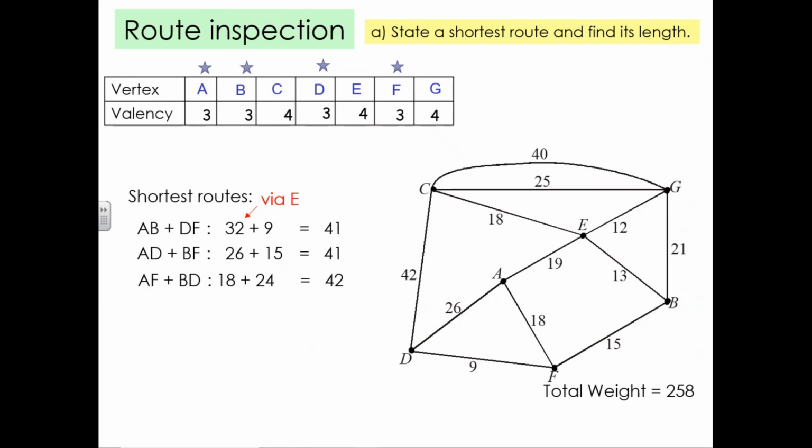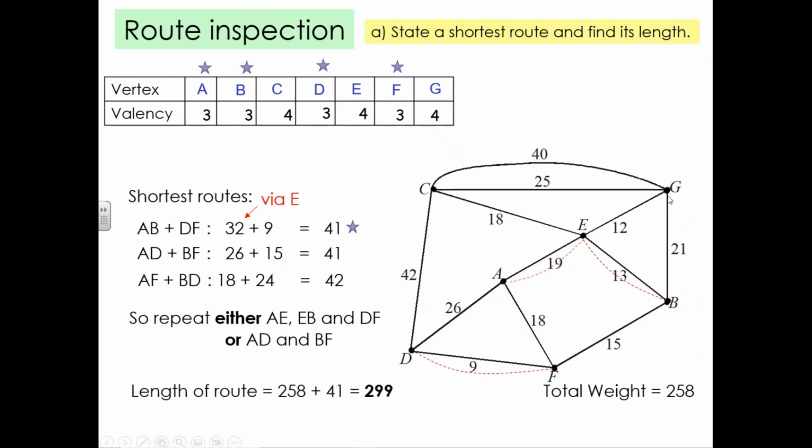Those have to all be correct to get full marks. Because those two are the same, you can choose either the top one or the middle one. It doesn't actually matter as long as you're clear which one you've chosen. So if you choose the top one, you're repeating A, E, and E, B or B, E, and you're repeating D, F as well. Make sure you state those 3 arcs that you are repeating. It tells you on the screen the total weight of the network is 258. So add on that 41 gives you a total of 299.